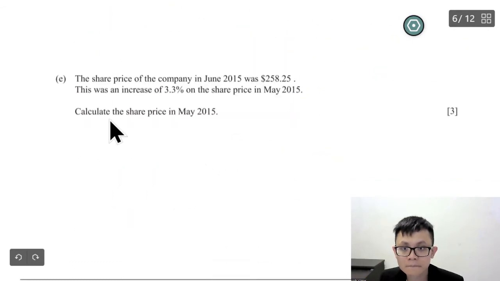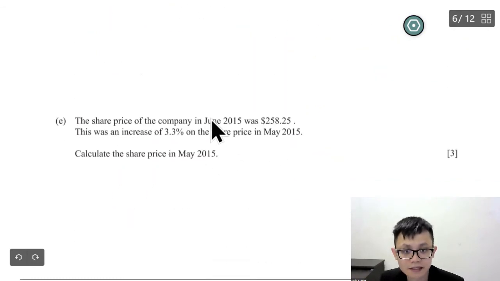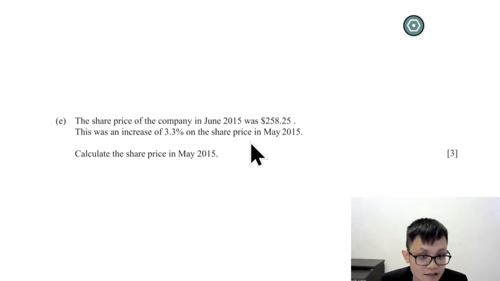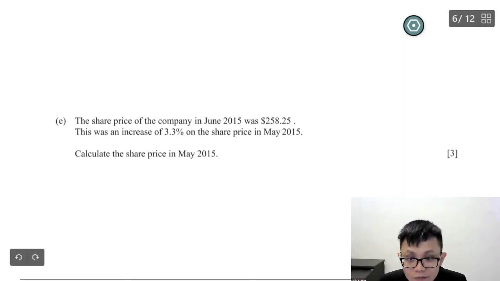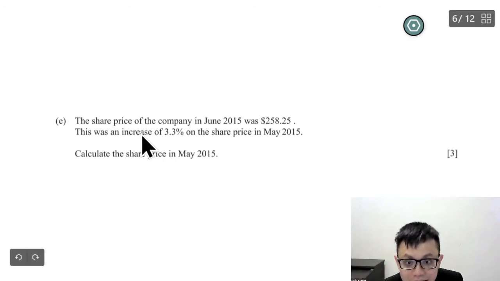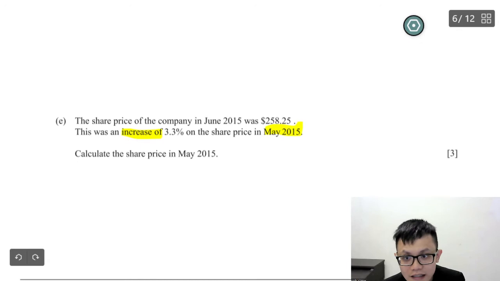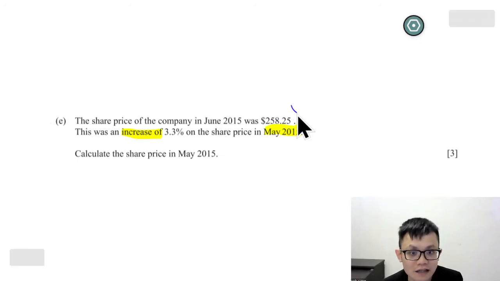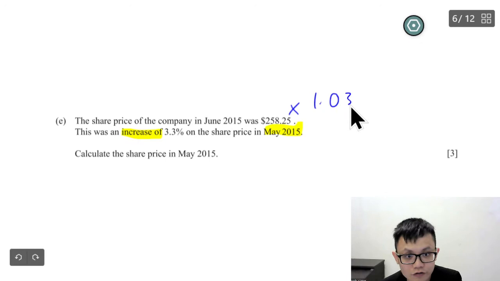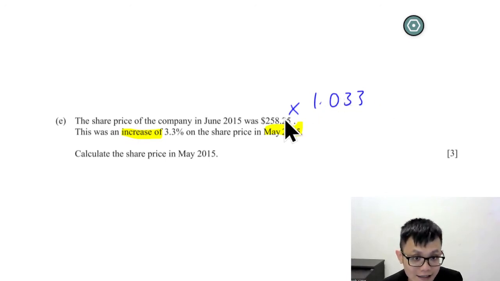Next question. The share price of the company in June 2015 was 258.25. This was an increase of 3.3% on the share price in May 2015. Calculate the share price in May. Okay, so for this one, we want to be careful because this one is an increase. So it is not like 258.25 times with 1.033. You get what I mean or not? Why it's not doing like this?